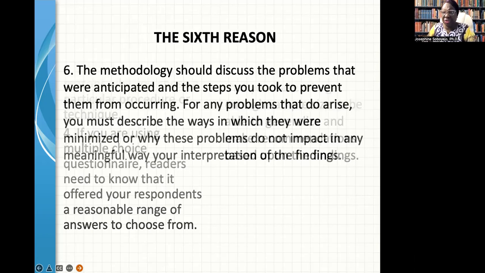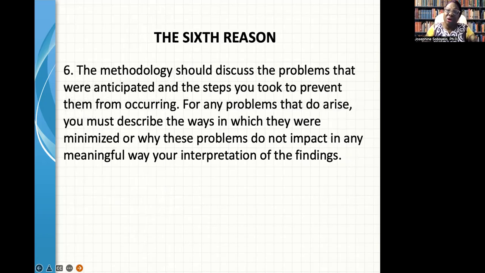And the 6th reason, the methodology should discuss the problems that were anticipated and the steps you took to prevent them from occurring. For any problems that do arise, you must describe the ways in which they were minimized, or why these problems do not impact in any meaningful way your interpretation of the findings.